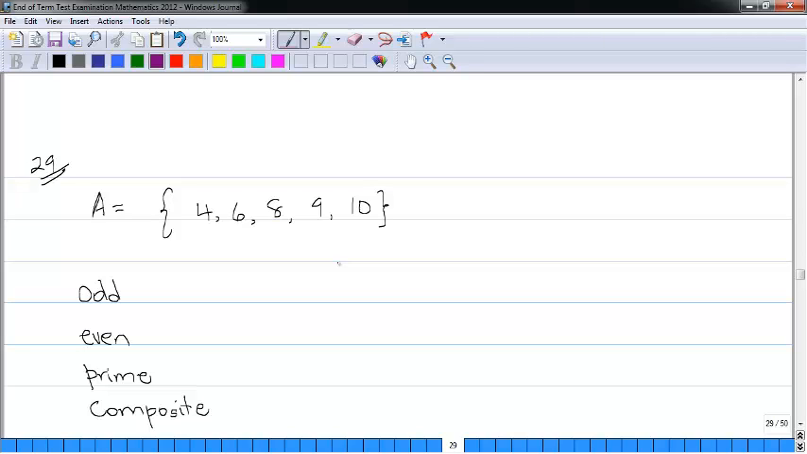Question 29 asks, which word best describes the members of set A? And in set A we have 4, 6, 8, 9, and 10. Is the set of numbers there odd, even, prime, or composite? Let's deal with odd numbers first. What are odd numbers? An odd number is one that when we divide the number by 2, we'll have a remainder of 1. So here we go. 4 is even, 6 is even, 8 is even, 10 is even. The only odd number we have would be 9.